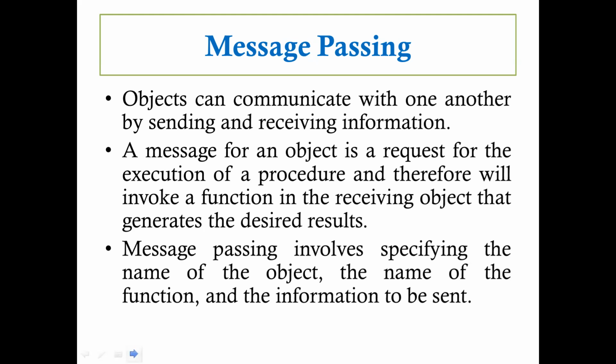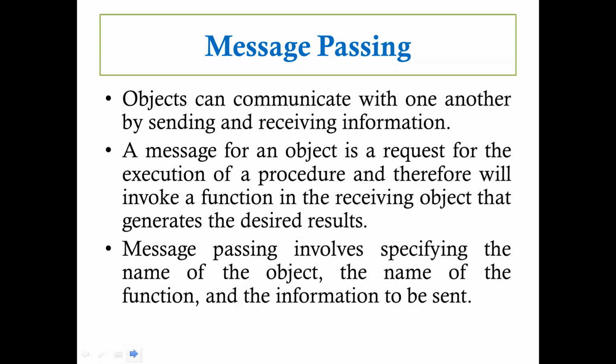We can understand that simply. We implement different methods or functions in programming. So we have a calling method and a called method, and they are sending some request. A message for an object is a request for the execution of a particular procedure, and therefore will invoke a function, and the receiving object then generates the desired result. So now we are calling one function. The compiler will invoke the function, it performs the functionality given in the function, and it returns the result back.